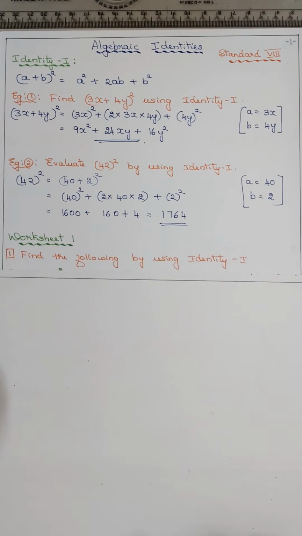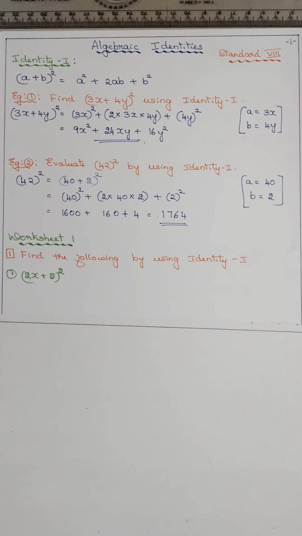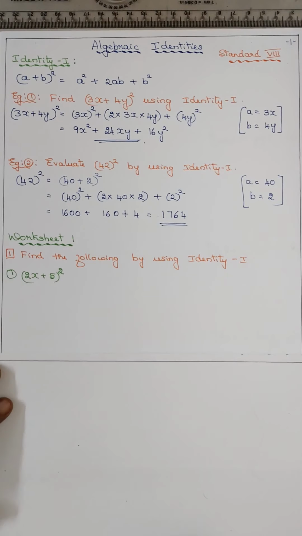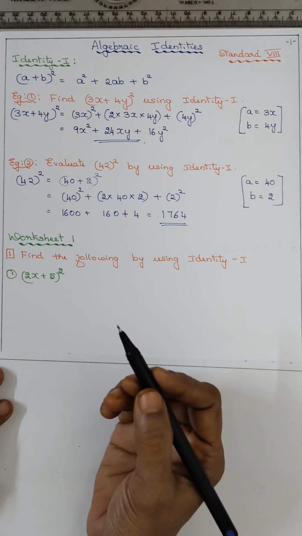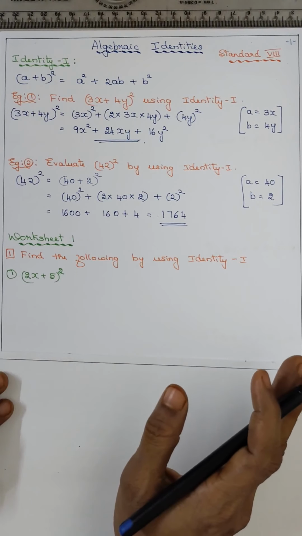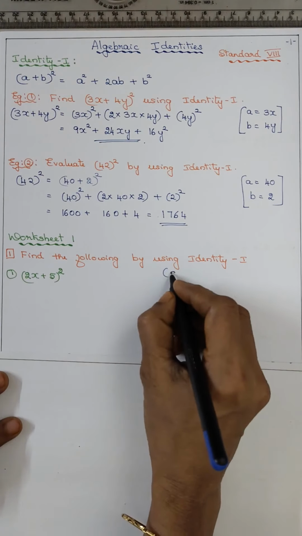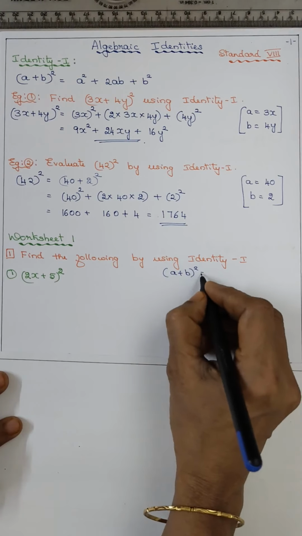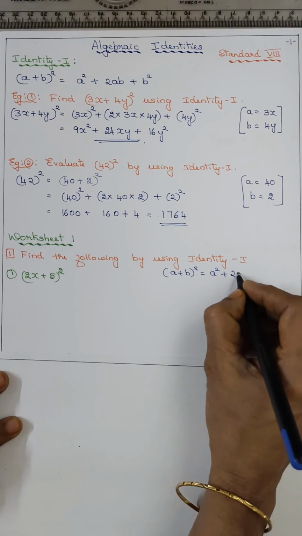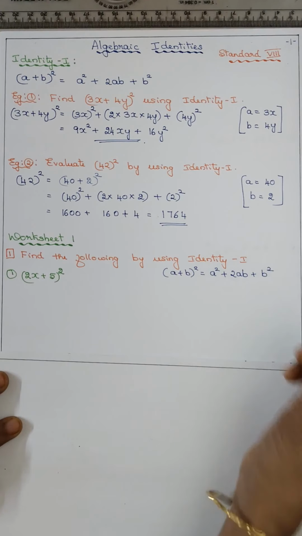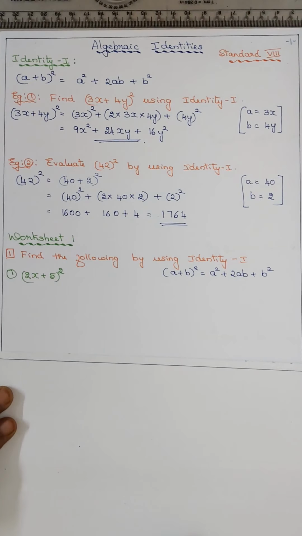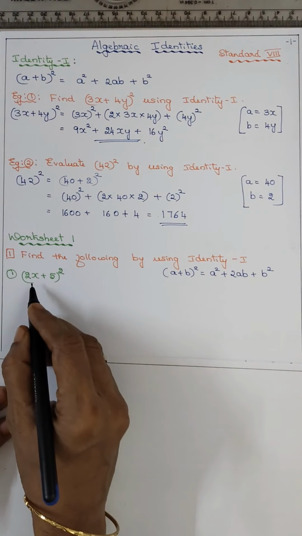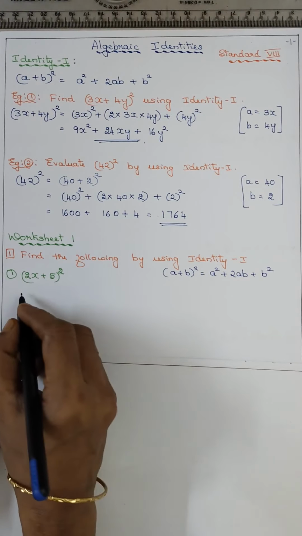So here all the sums are in the first identity, that is why I am not writing the identity. Okay. So now coming to worksheet 1, (2x plus 5) the whole square. So in worksheet 1, first time we will write the identity: (a plus b) the whole square is equal to a squared plus 2ab plus b square. One time we will write, then continue, but in the exam you have to write. Okay. Now (2x plus 5) the whole square.